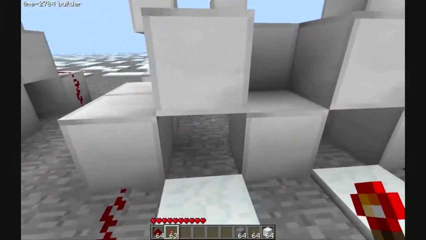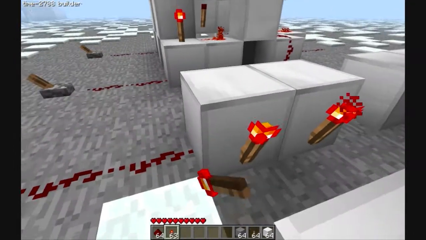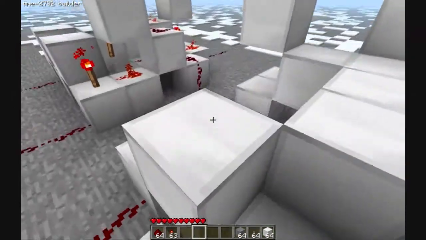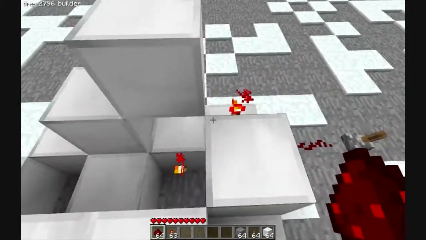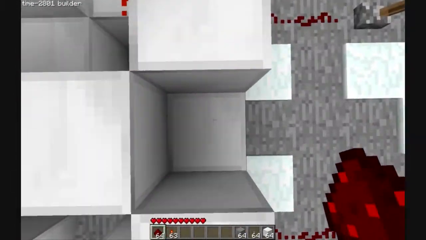So now we need to place a lot of torches. We need to have 2 torches here and here. Same thing on the other side. Then we're going to have a torch here and here. And place a redstone there. Redstone here. We also need a piece of redstone right here.